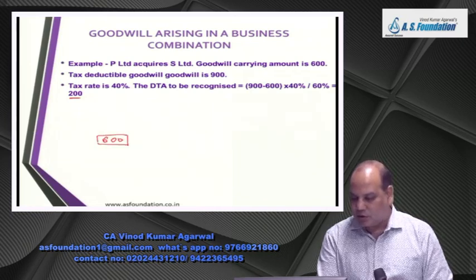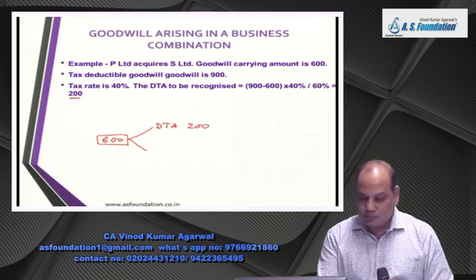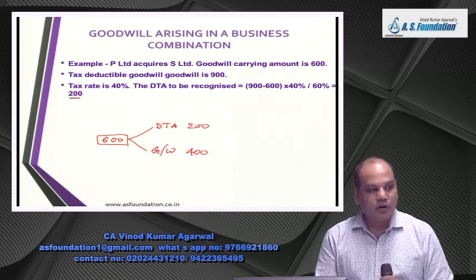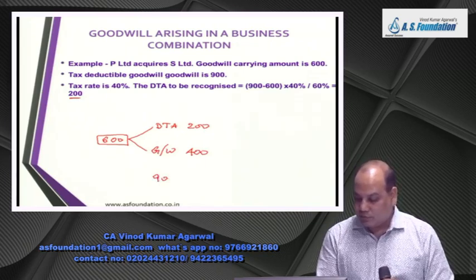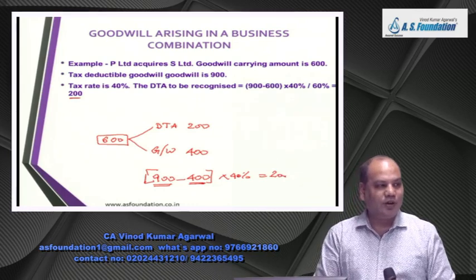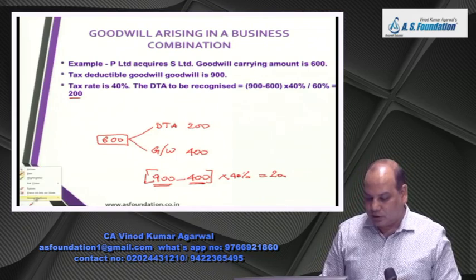Difference was 600 on the debit side. You will apportion to DTA 200. So therefore you will apportion towards goodwill the difference of 400. Let us see whether our answer matches or not. 900 tax base, 400 will be goodwill, difference 500 into 40%. Does it match with your DTA recognized? 200. So that is why we have done like that.